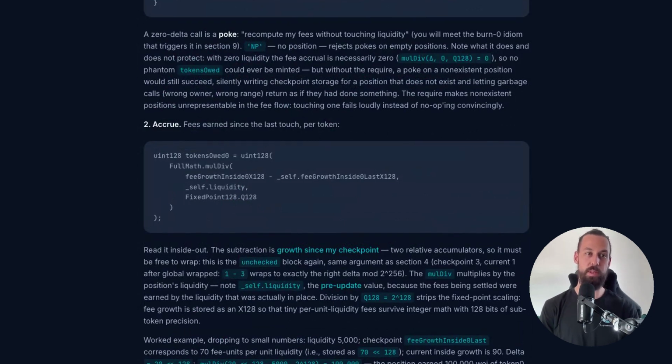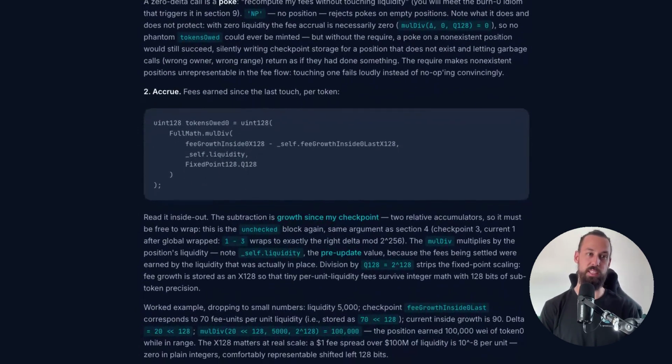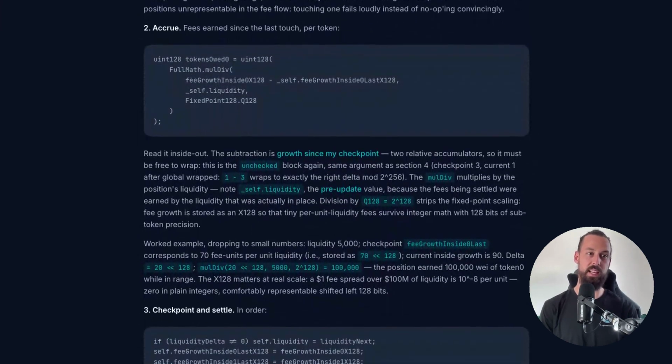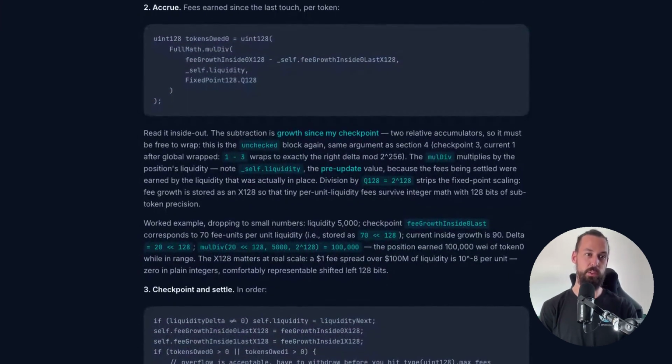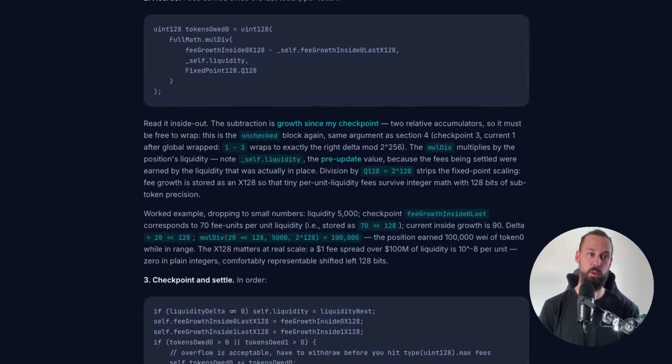And it's worth being precise about what it protects, because it's not what people assume. With 0 liquidity, the fee accrual is necessarily 0. Multiply any delta by 0 liquidity and you get 0. So no phantom debt could ever be minted, require or not.